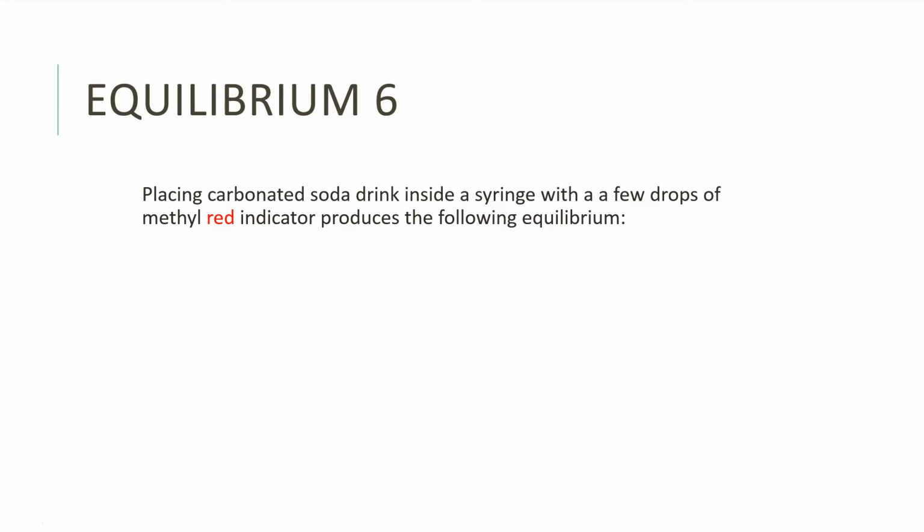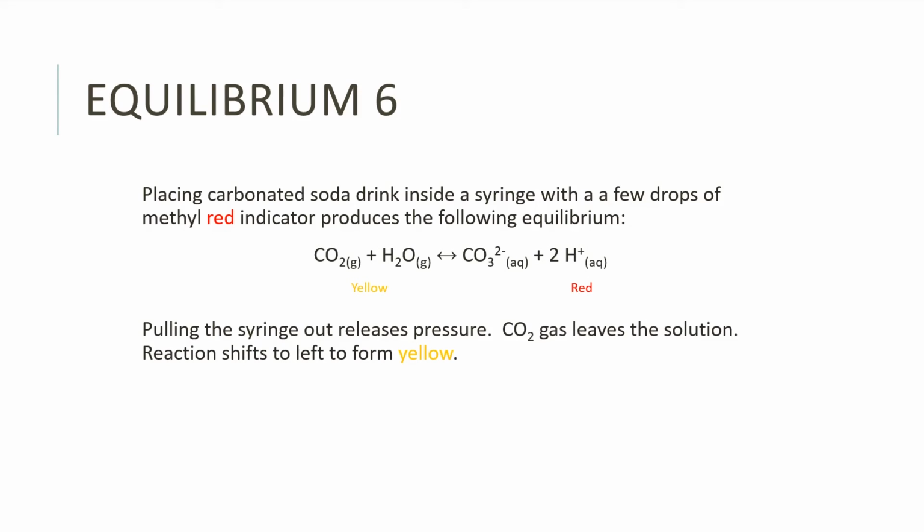Equilibrium 6. Placing carbonated soda drink inside of a syringe with a few drops of methyl red indicator produces the following equilibrium. Pulling the syringe out releases pressure. Carbon dioxide leaves the solution. The reaction shifts to the left to form a yellow color.